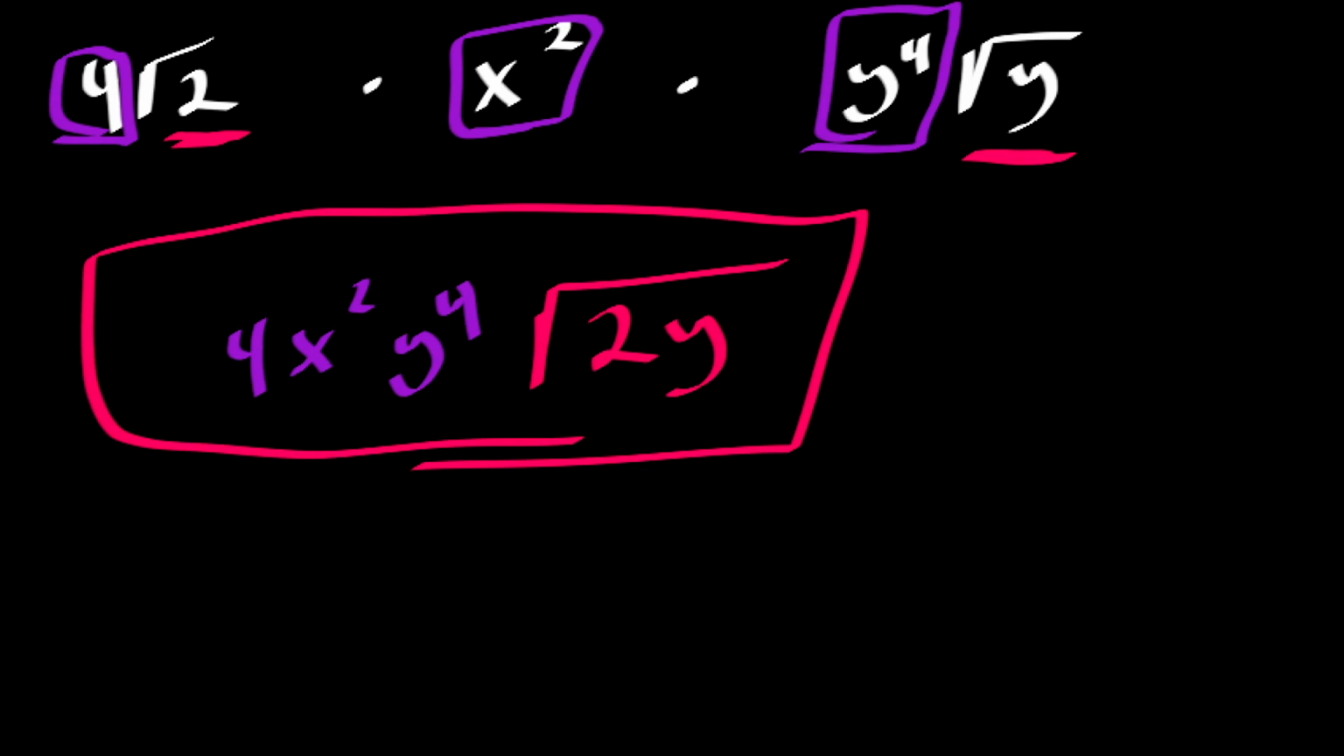All right, so let's look at another one. So once again, the easiest way to try to do this, in my opinion, is to break apart your numbers and your variables. If you can do it all together, then that's good.